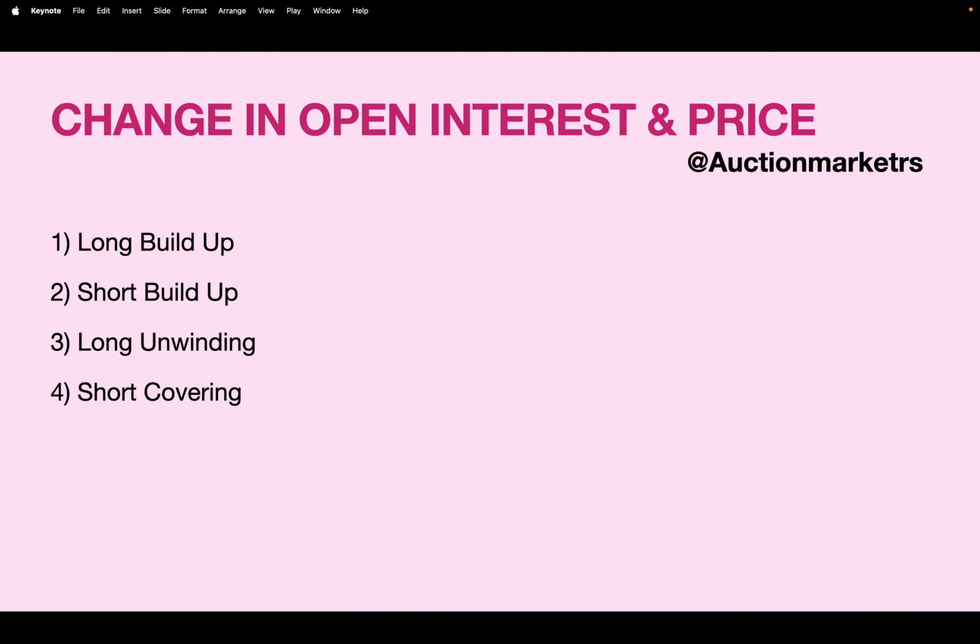So this is a very basic concept, but I have seen that people are not aware of this. You might have watched a couple of news channels where they come up and say that long buildup is happening, short buildup is happening, long unwinding is happening, short covering. Short covering, I think you guys have heard a lot in news analysis or on some YouTube channel. But what exactly is long buildup, short buildup, long unwinding, short covering? So we'll try to explain it here.